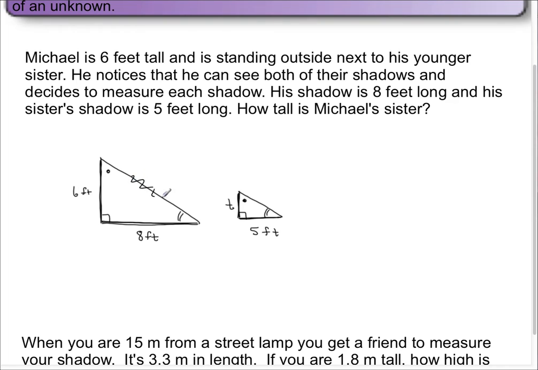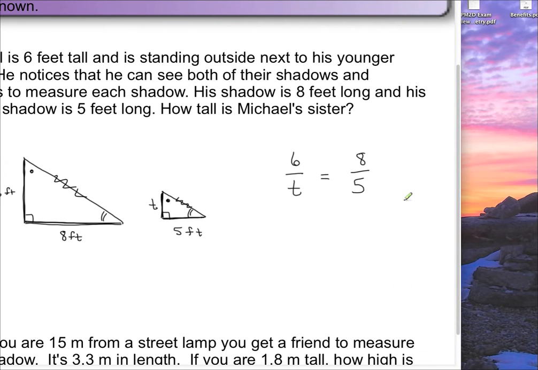First of all, we don't need to know anything about this side. We don't have to use it at all. So I'm just going to put 6 and 8 on the top of my ratios. 6 is across from the double mark, which means that it goes with the T. Height goes together and shadows go together too, so 8 over 5.